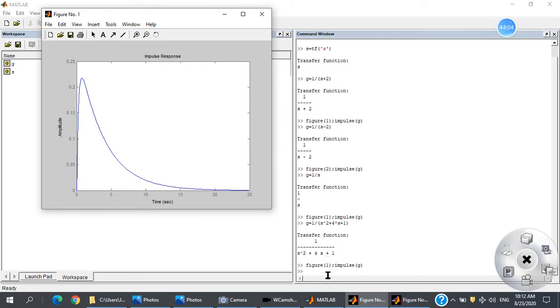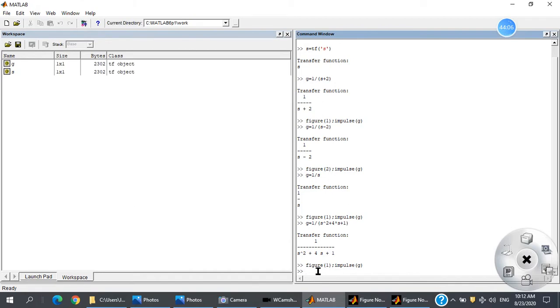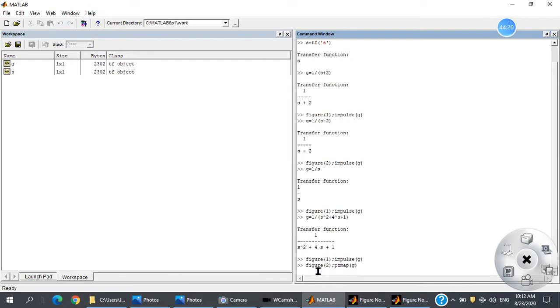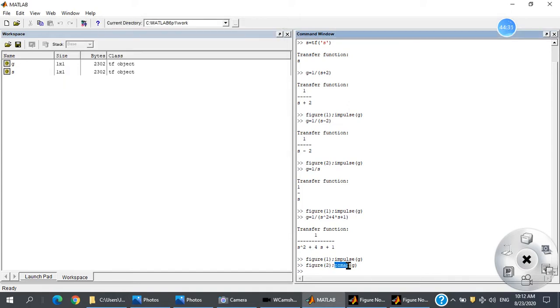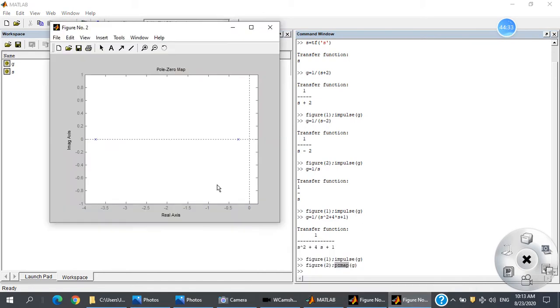Yeah, we have another function we call pzmap of G. I use figure 2 for this one. Okay. This is a pole-zero map. PZ map is a function of MATLAB. It gives us a map of poles and zeros.